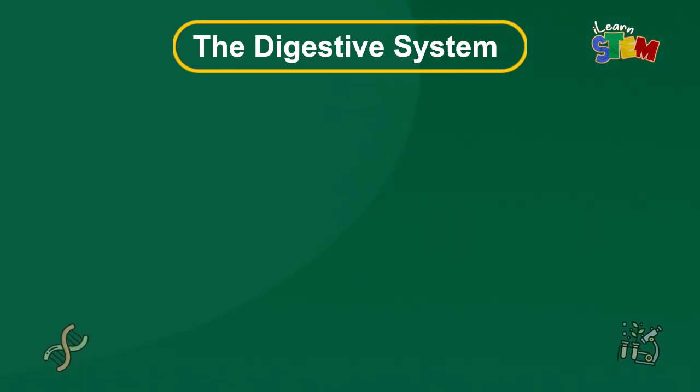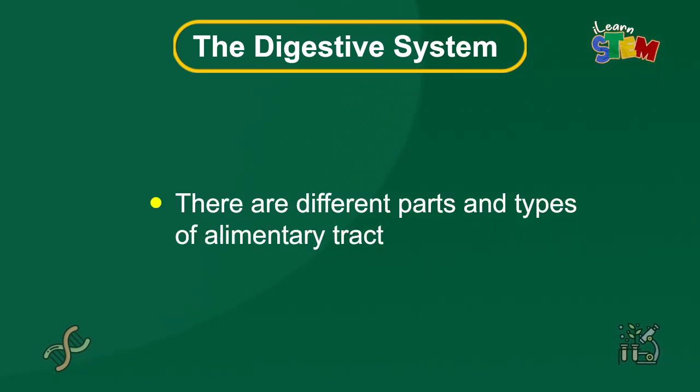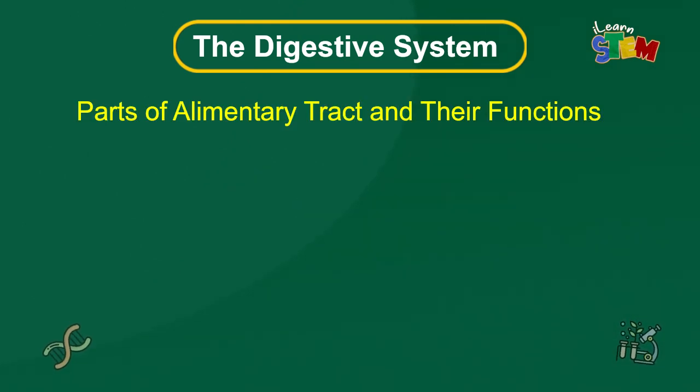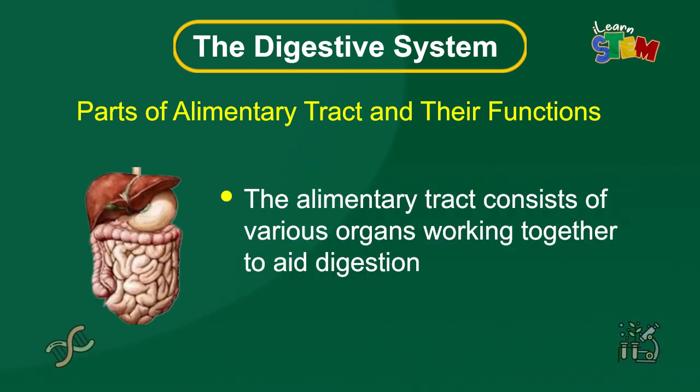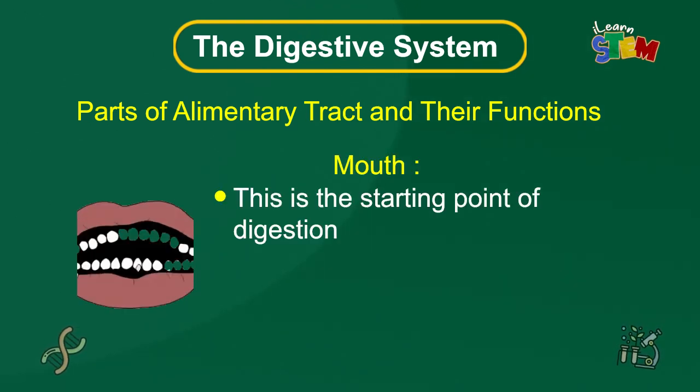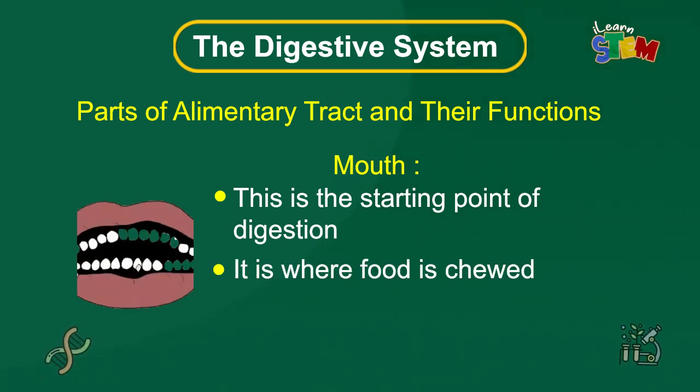Now, let's move ahead. There are different parts and types of alimentary tract. Don't worry, we will discuss it one after the other. Let's begin with the parts of alimentary tract and their functions. The alimentary tract consists of various organs working together to aid digestion. These include the mouth, which is the starting point of digestion. It is where food is chewed.